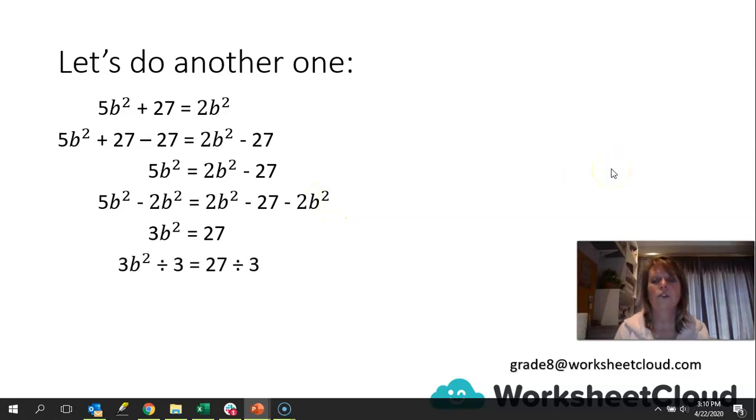So we're left with 27. Actually, it should be a minus 27. Right? Let's just carry on. 3b squared divided by 3 to take that 3 away is equal to minus 27 divided by 3. We would end up with b squared equaling minus 9.